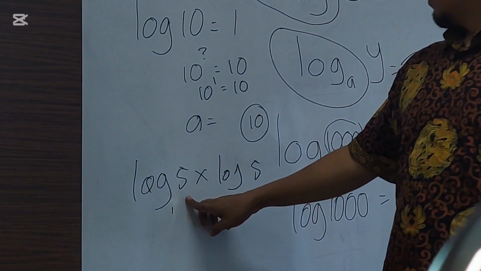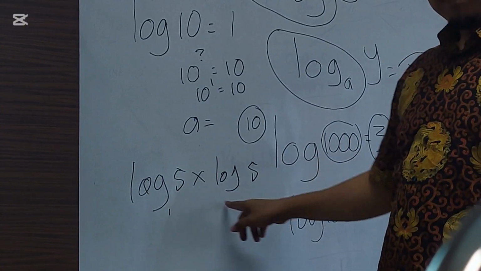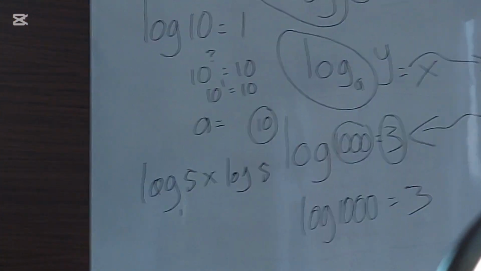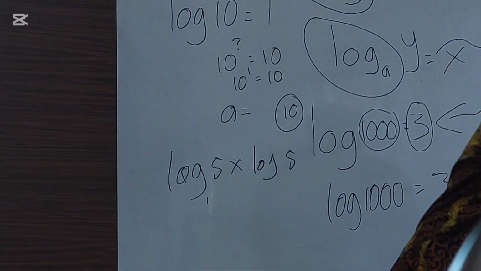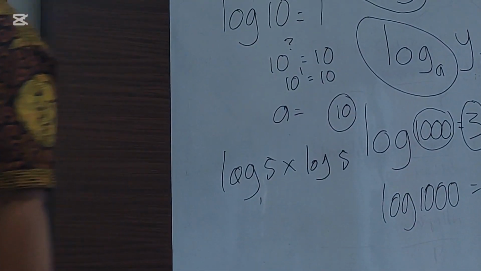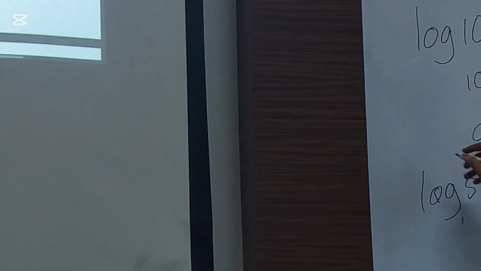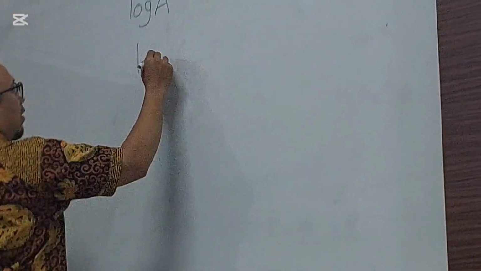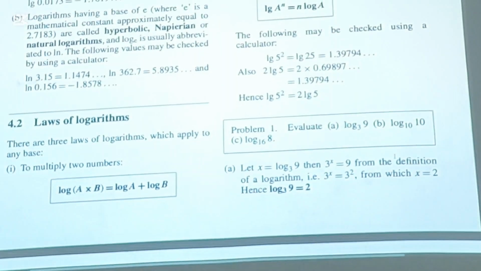So if you find like this, remember the first law, will it be the same or different? Different. It is log of a multiplied by b, which is log a plus log b. Do you have any other question?